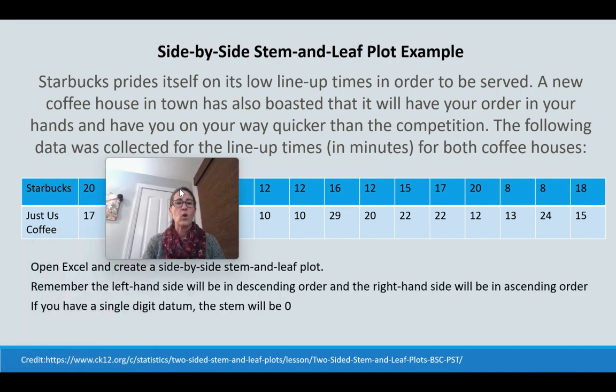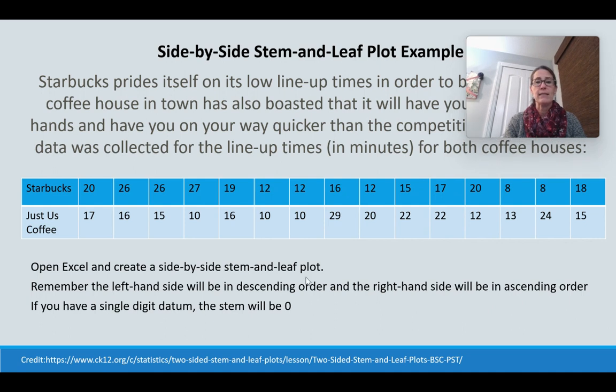All right, so we made a side-by-side stem and leaf plot. Remember, the left-hand side will be in descending order and the right-hand side will be in ascending order. If you have a single-digit datum, the stem will be 0, and that was for those 8-minute wait times that we had.